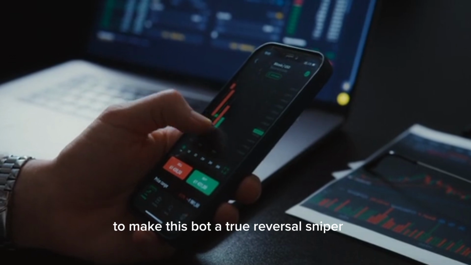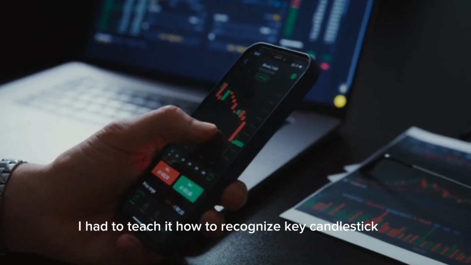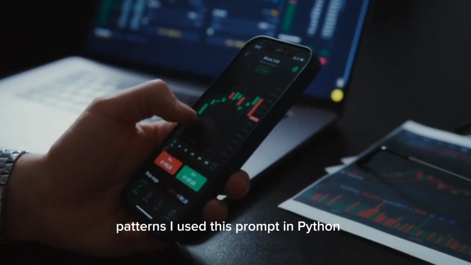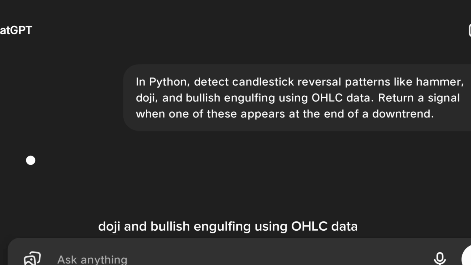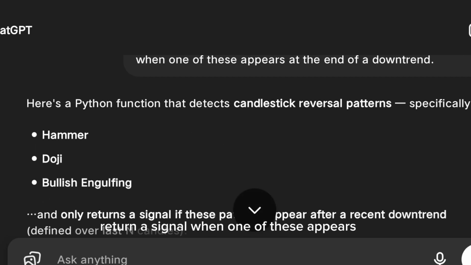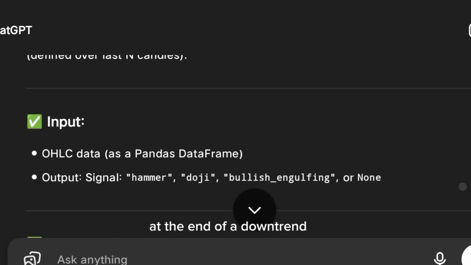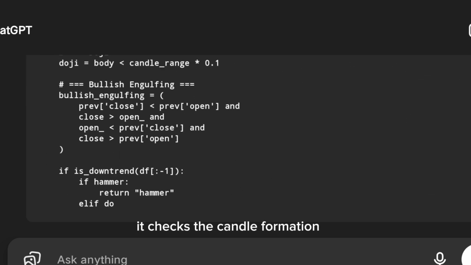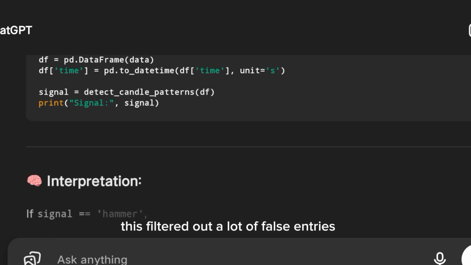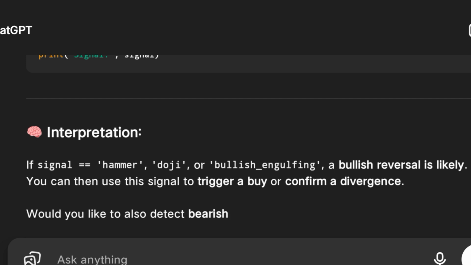To make this bot a true reversal sniper, I had to teach it how to recognize key candlestick patterns. I used this prompt. In Python, detect candlestick reversal patterns like hammer, doji, and bullish engulfing using OHLC data. Return a signal when one of these appears at the end of a downtrend. Now it doesn't just wait for RSI, it checks the candle formation right at the reversal point. This filtered out a lot of false entries.